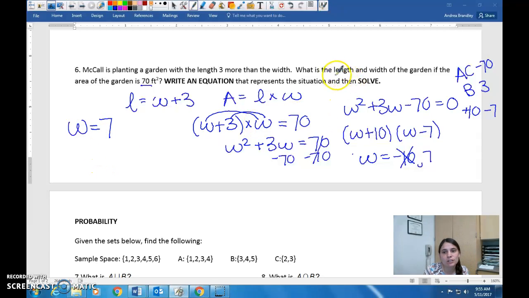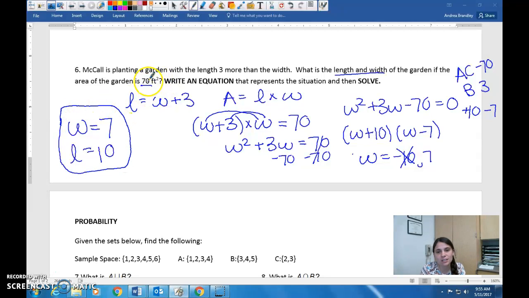But this asks for the length and the width. Well, I already know my length is 3 more than the width, or 3 plus the width. So 7 plus 3 is 10. So my width is 7 and my length is 10, which totally makes sense because my area is 70 feet. 7 times 10 is 70.